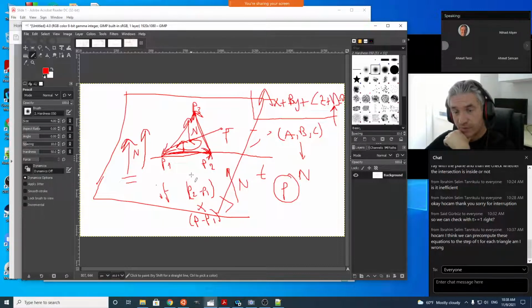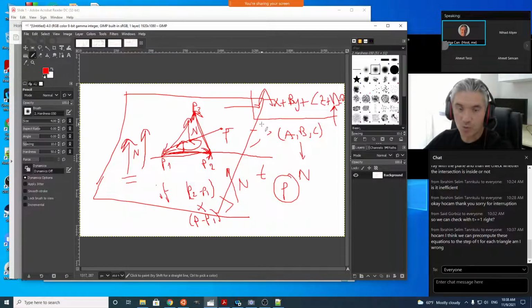Yeah, we can pre-compute lots of these equations for each triangle. You're not wrong. These triangles are fixed. You don't need to do these during ray triangle intersection tests. Lots of things cannot be pre-computed, but the normal vector is pre-computed, which means that the plane equation of the triangles may be pre-computed. So the first step of this type of triangle intersection method can be pre-computed and stored. So you may have your plane equations stored alongside your triangles. That will speed things up. Exactly.